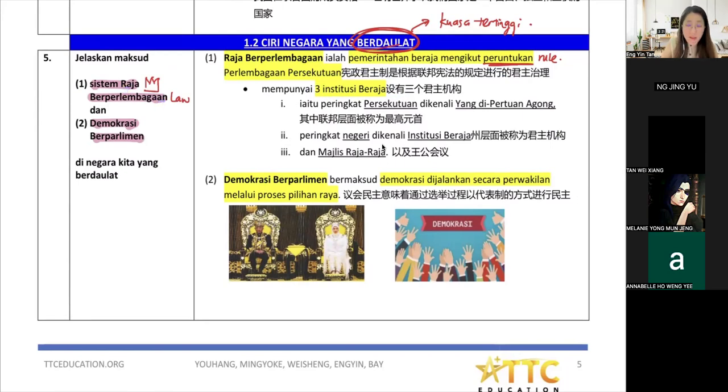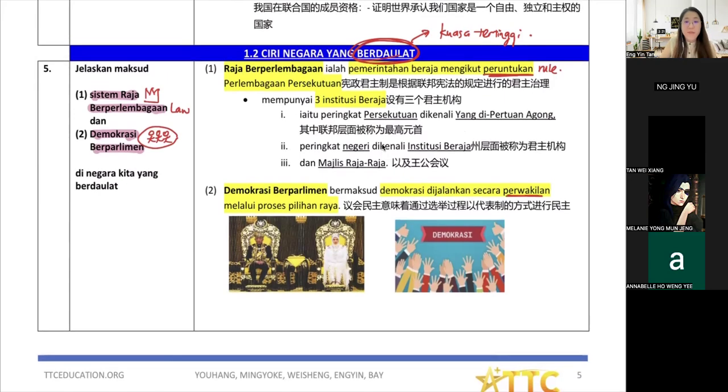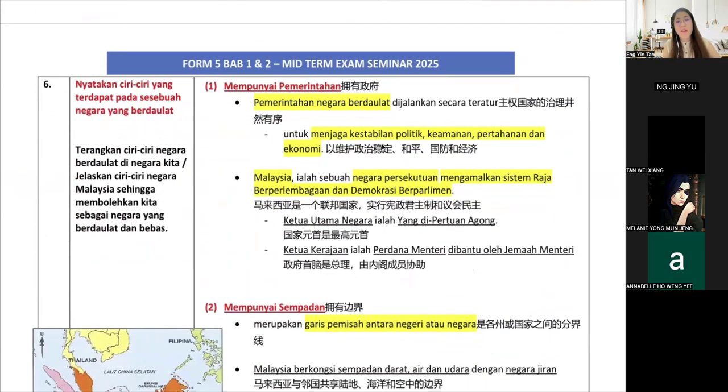Very direct. Demokrasi berparlimen. What does it mean? Democracy means let the people vote, right? And then we choose our citizens' representatives to participate in the parliament meeting. So you see, demokrasi dijalankan secara perwakilan. We are choosing our representatives through pilihan raya, elections. Easy. Okay? So a very quick one here.